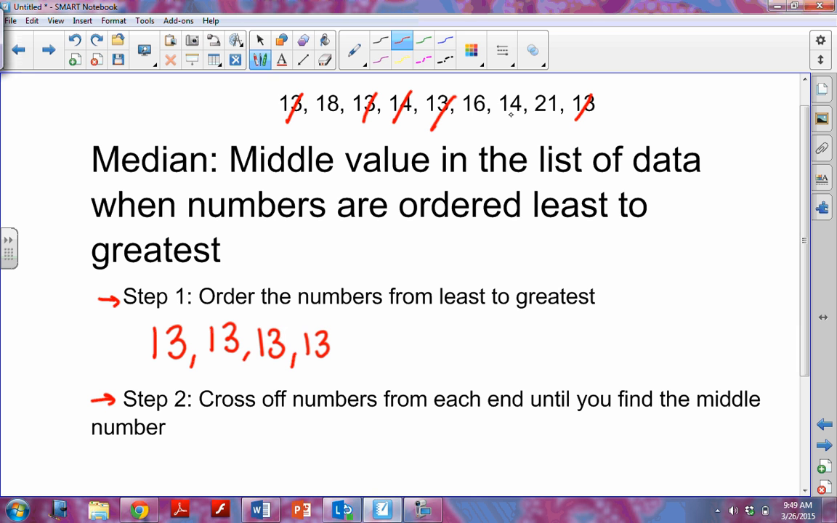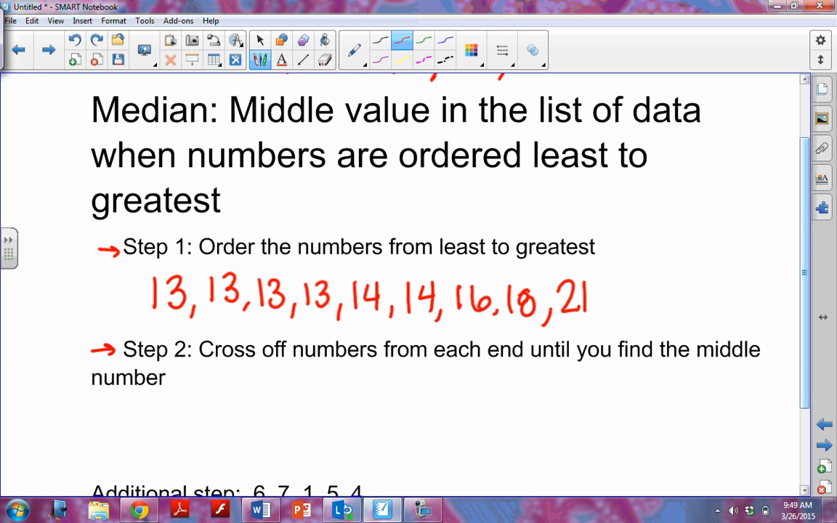My next smallest number is 14. There are 2 of those, and I'm going to write both of them down. Let's try this one more time. I'm going to write both 14s. There's no 15, then 16, 18, and 21.